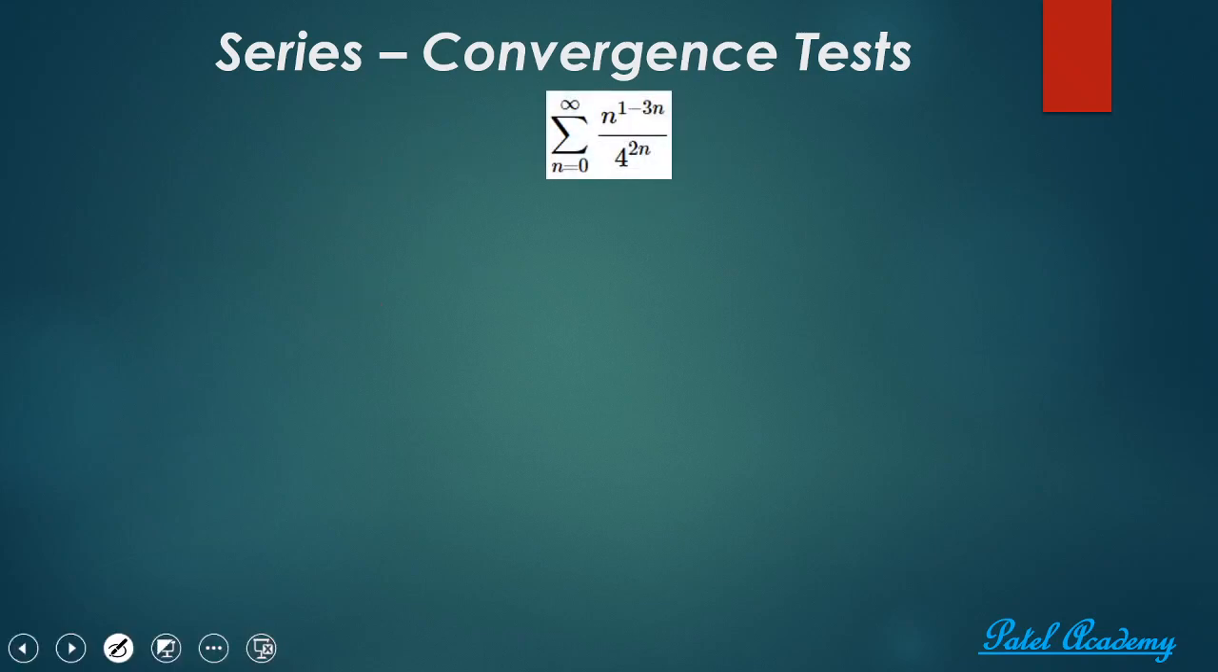So for example, in this one, I see a ton of powers, and I know I'm not going to be able to do the ratio test and get good numbers because I have an n in the denominator and in the numerator. So I'm going to use the root test. I'm going to take the limit as n goes to infinity of the absolute value of n over 4 to the 2n, to the power of 1 over n. And then when I distribute this 1 over n to the top and the bottom, I get the limit as n approaches infinity of n to the power of 1 over n minus 3 over 4 squared.